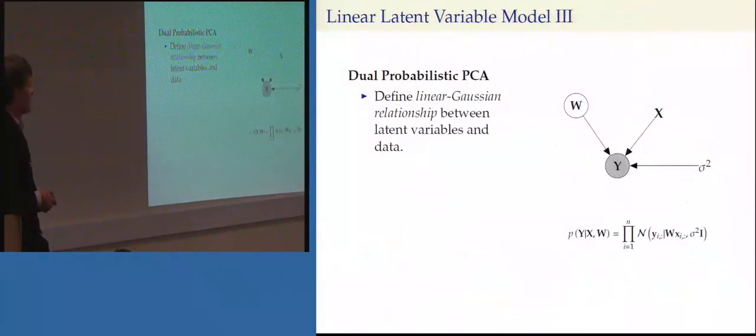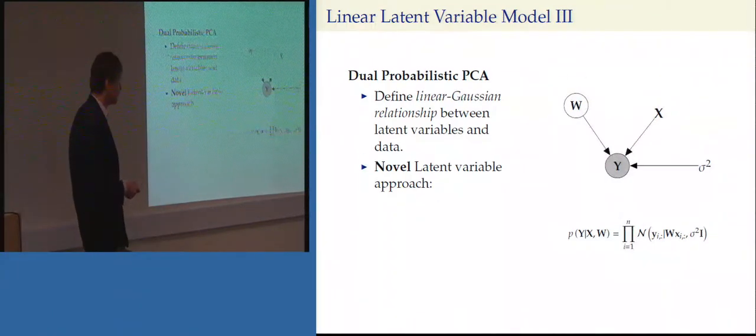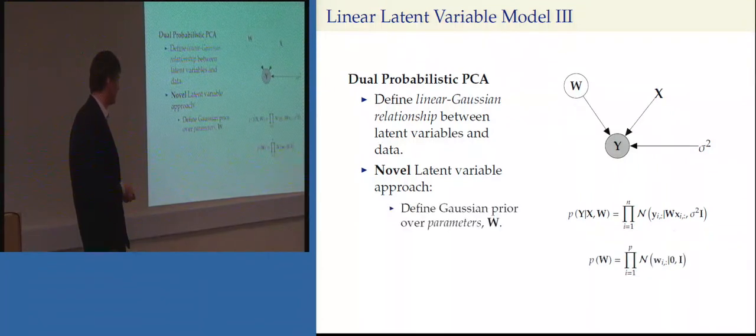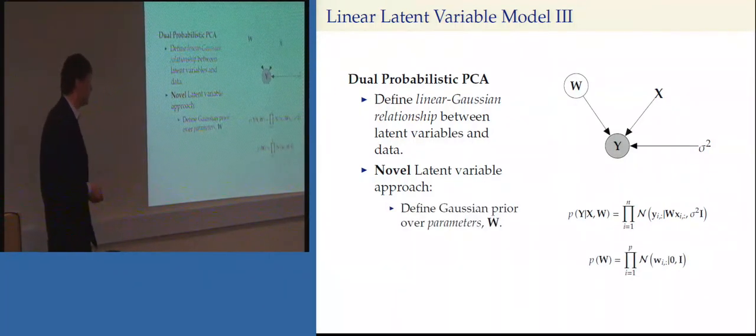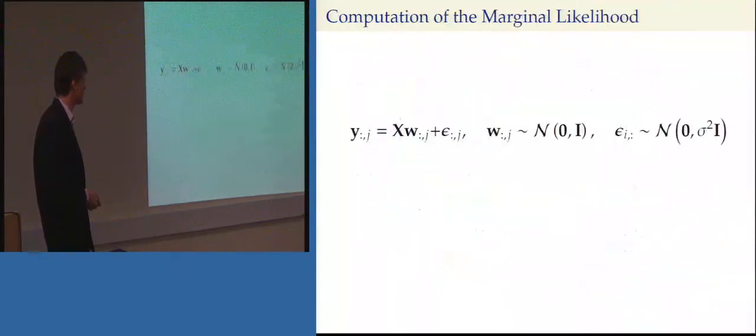But if you go to this part of the model, you say, well, at this stage, why should I integrate out the missing values? Why don't I integrate out W, the parameters? And you can do exactly the same thing. You can define a Gaussian prior on the parameters W, and then you get this interesting alternative distribution.